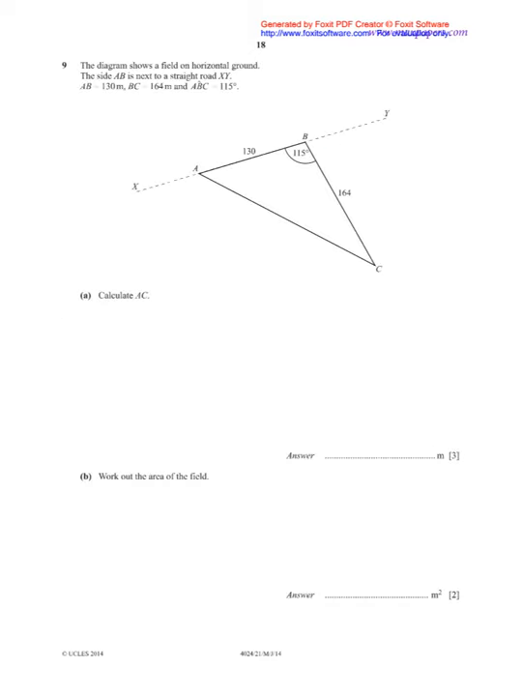It's question number 9 from the topic trigonometry. In the first part, we need to find AC. For AC, we are going to apply the law of cosine. So AC square equals 130 square plus 164 square minus 2 times 130 times 164 into cos 115.